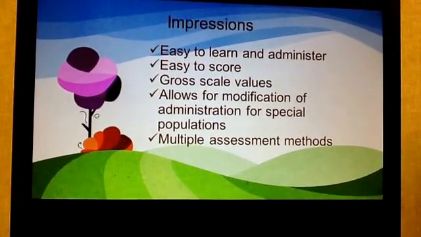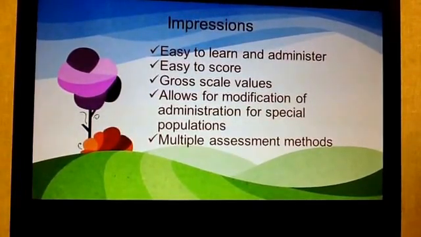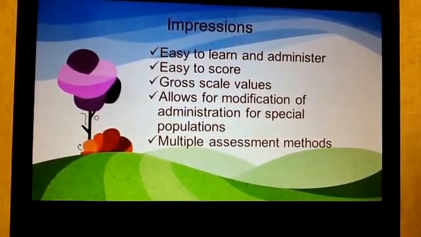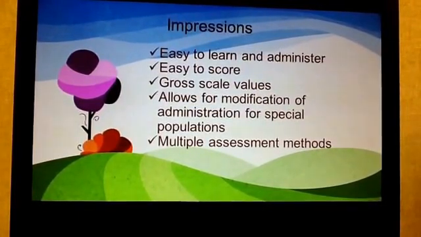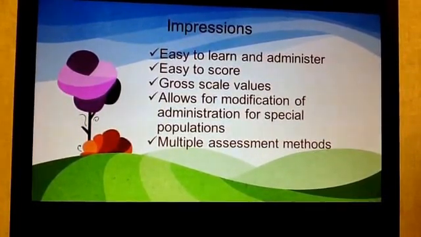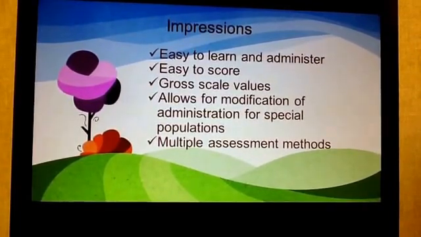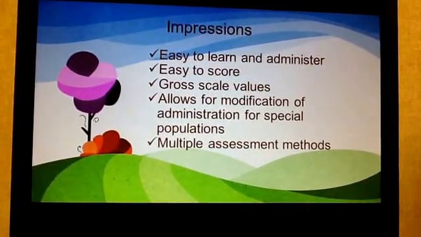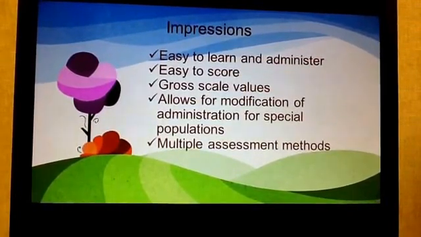We determined through intensive study and observation that the PLS-5 was easy to learn and engaging for preschool children. Growth scale values can be calculated to monitor progress over multiple test administrations for children ages birth to 7 years 11 months. This test allows for modification of administration for the following special populations: severe developmental delay, severe physical impairment, hearing impairments, children who use sign language, visual impairment, and autism spectrum disorders.